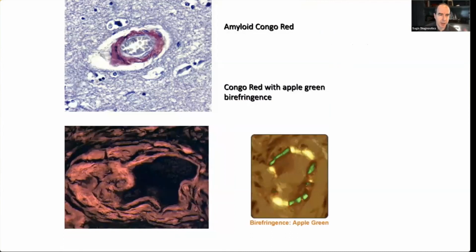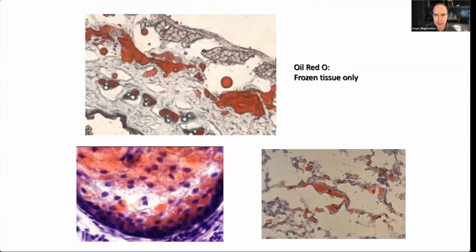So here's amyloid deposition in a blood vessel. You often see amyloid deposition in a blood vessel, and then when we polarize it, it's got this green and reddish. Here it's showing up yellowish.